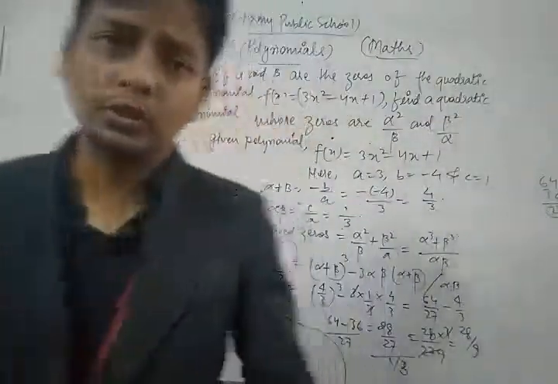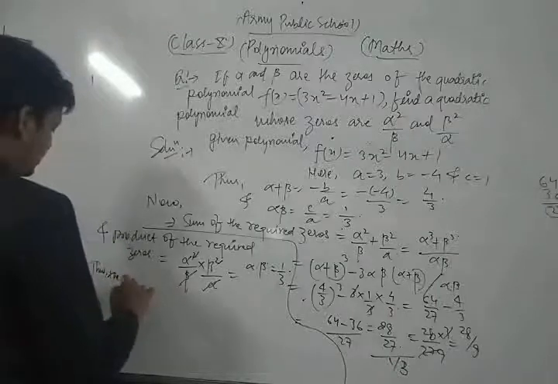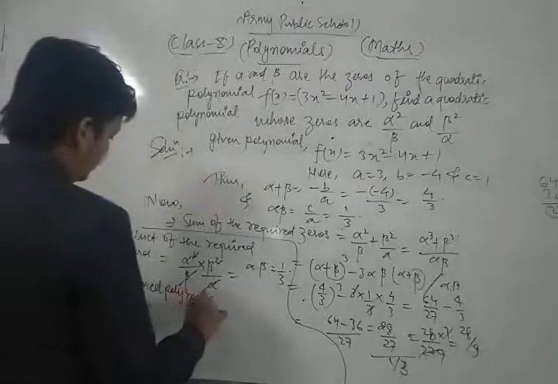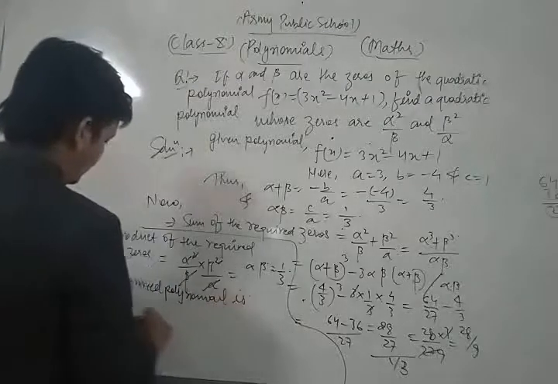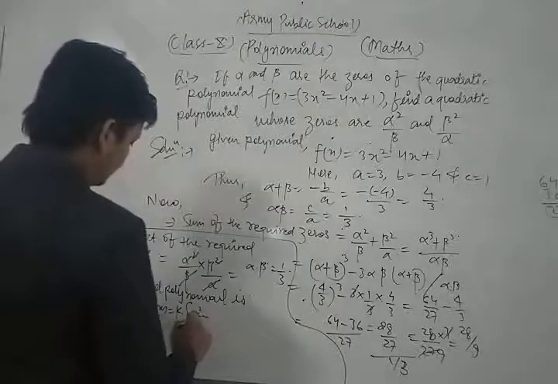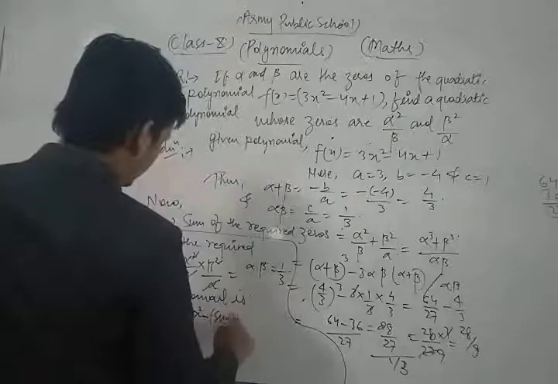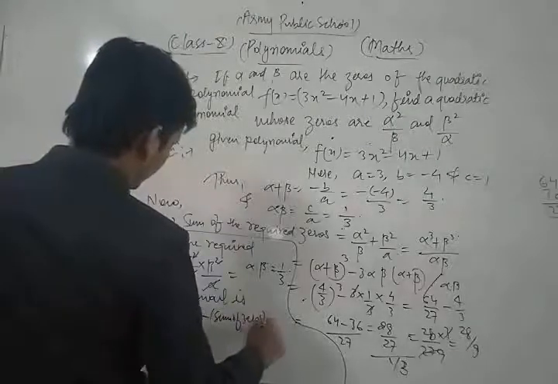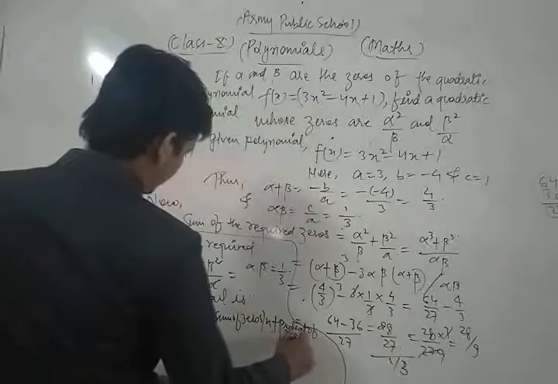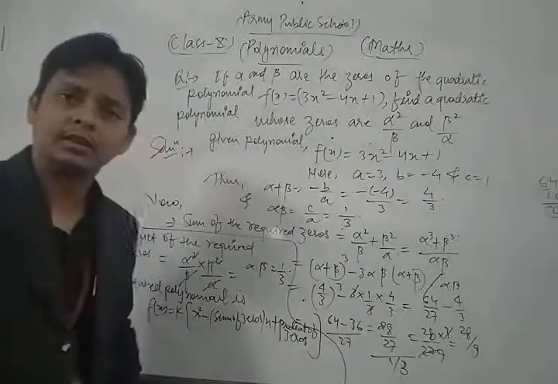Thus the required polynomial is f of x is equal to k times x square minus sum of zeros into x plus product of zeros. Okay, now we put all the values in the required formula.